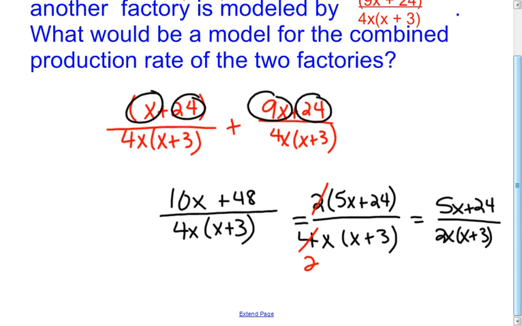And that's probably how they will leave it on accelerated math. They may go one step further and distribute that 2x through the denominator down there, but I don't think they will. I think that that's how they will leave it. So that should do it.